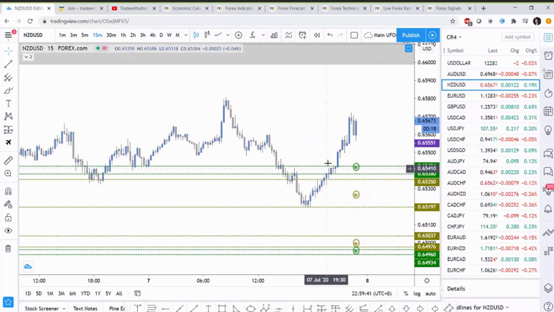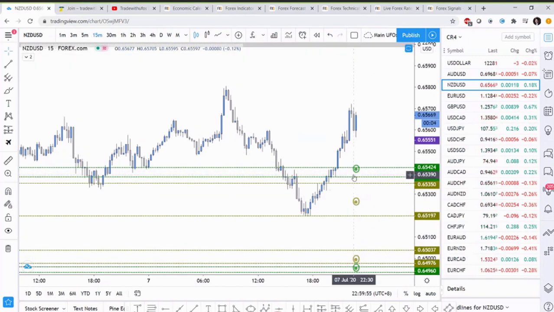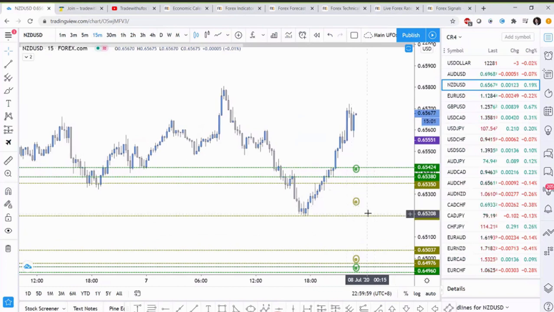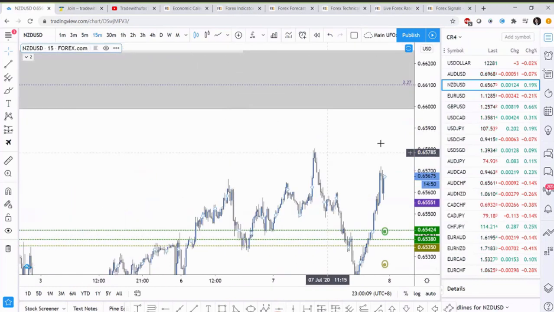What the auto UFOs is designed to do is identify the areas where there are high concentrations, on the particular time frame that we're looking at, of what we call UFOs. Okay, UFOs stand for unfilled orders. That's where the app is designed to identify the areas where market players are likely to want to buy, right? Or if they're red UFOs, where they are interested in selling.